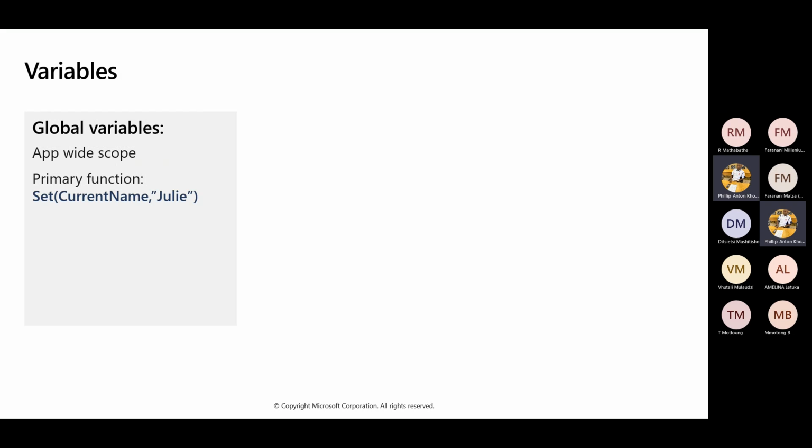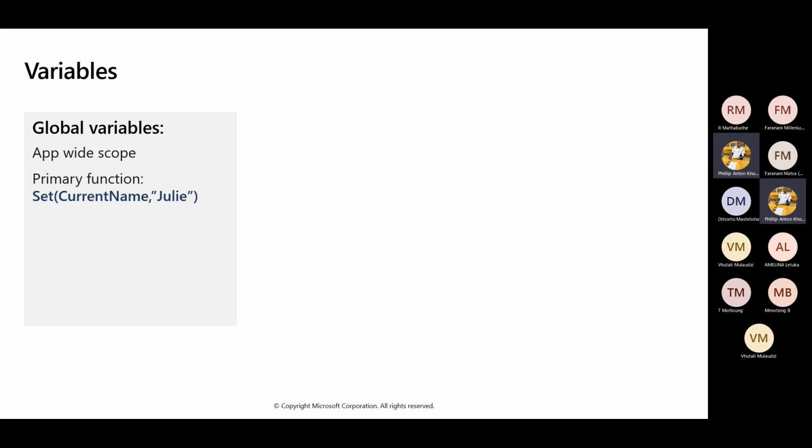Okay. And then we have what we call variables. I've obviously talked about variables, and I said a variable is a container where you would want to store specific information. It can be a true or false, it can be the name of a person, it can be whatever information that you would want to store in a variable, right? And we have global variables, which have an app-wide scope, and the primary function.